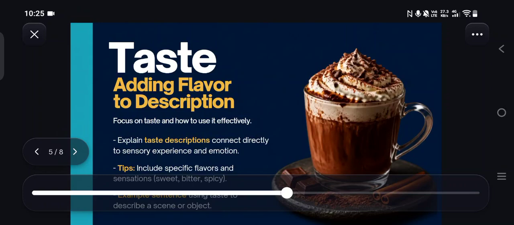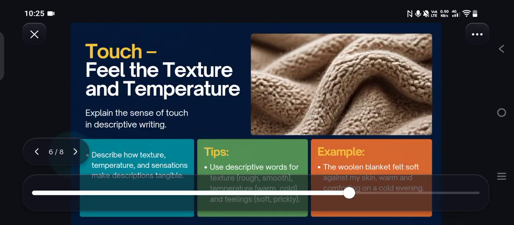Next one is taste. If you can taste it, of what taste is it? It is sweet, bitter, or something. You have to mention these five senses, but you can also include your own words that can link all these five senses together. Yes, it's descriptive writing.